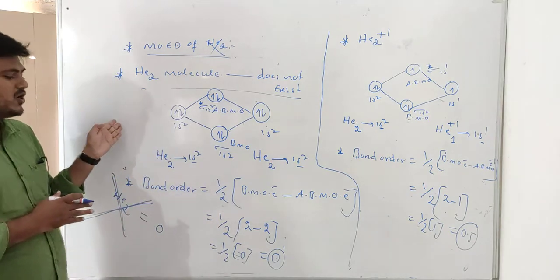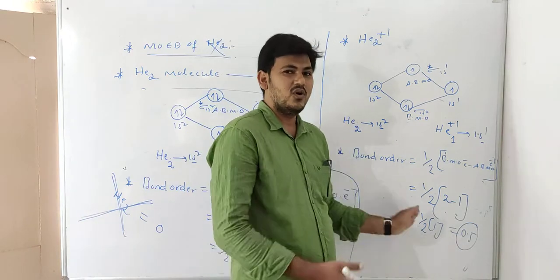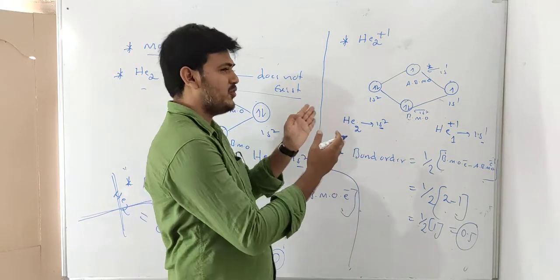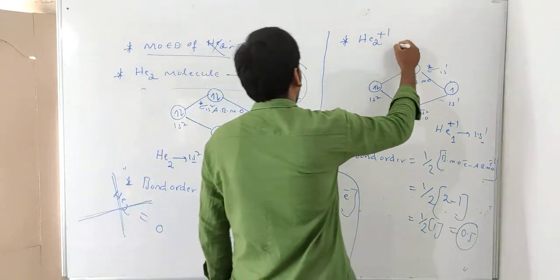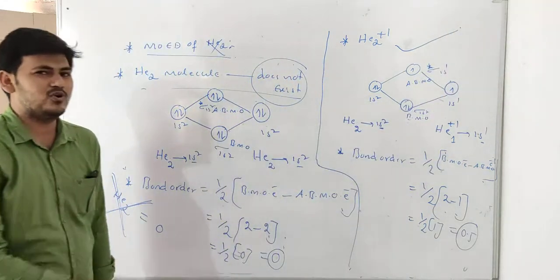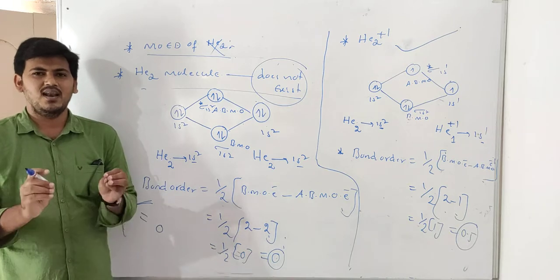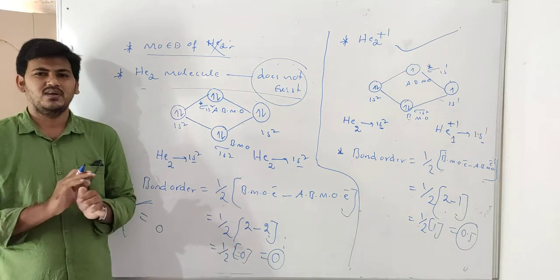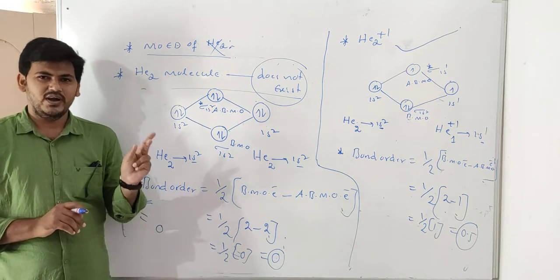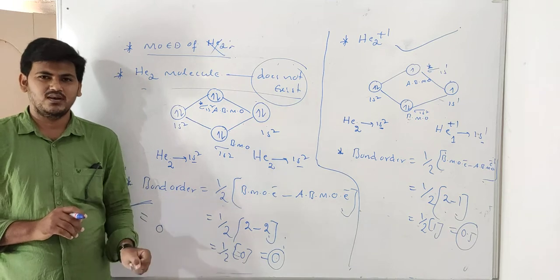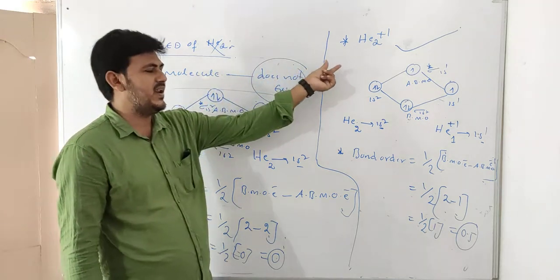Because in helium 2 molecule bond order is 0, but in helium 2 plus 1 ion bond order is 0.5. So helium 2 molecule does not exist and helium 2 plus 1 ion exists. So that is MOED, molecular orbital energy level diagram. Topic close. So MOED of H2, MOED of N2, MOED of O2, MOED of O2 plus 1, MOED of O2 minus 1. Next, MOED of helium 2, MOED of helium 2 plus 1.